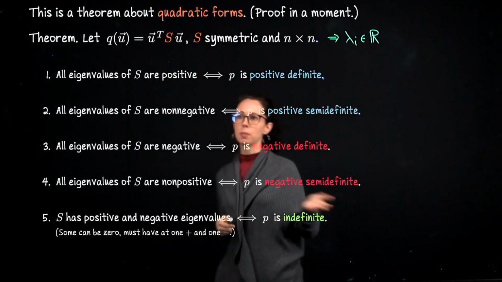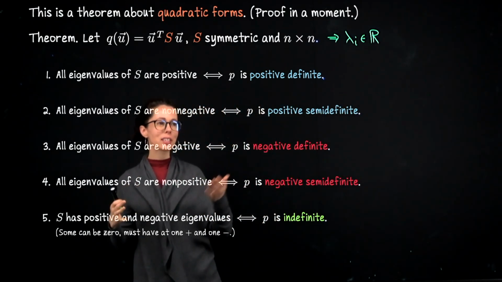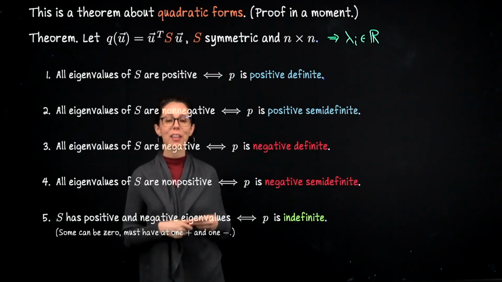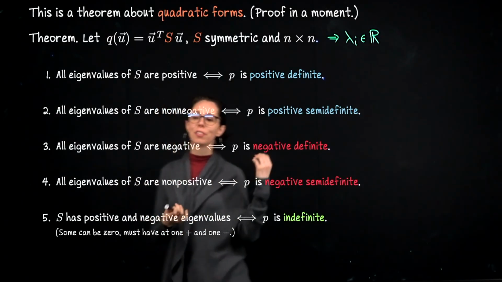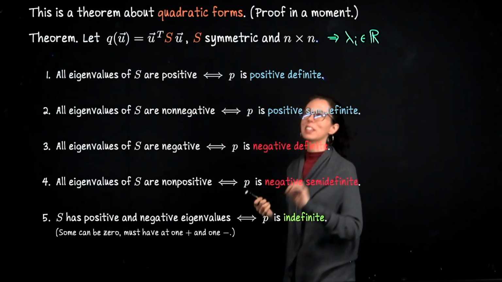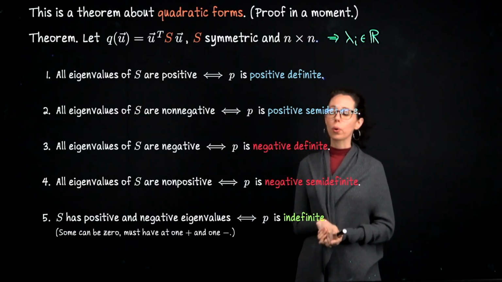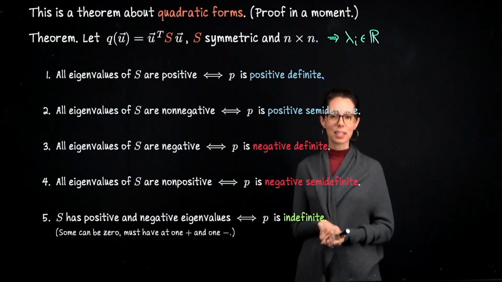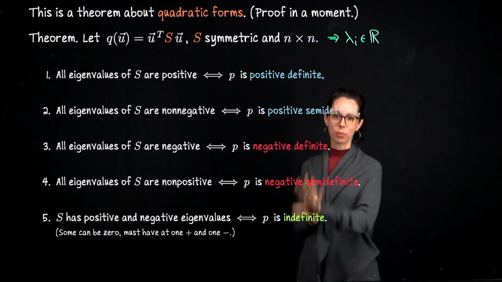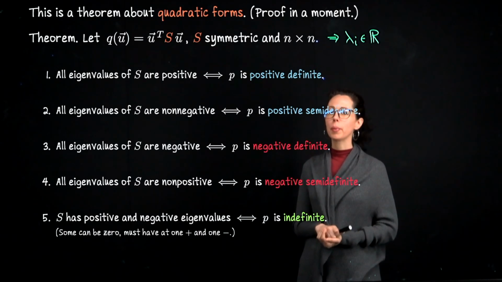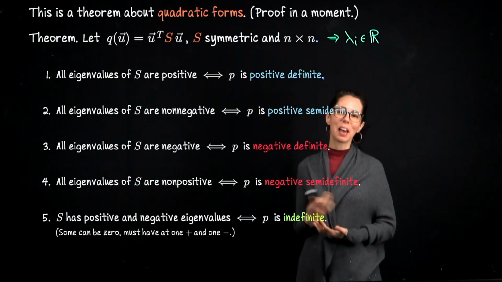Okay, and then the theorem is basically that if all the eigenvalues are positive, it's positive definite. If they're non-negative, then it's positive semi-definite. If they're negative, it's negative definite. Non-positive is negative semi-definite. And if you have a mixture of eigenvalues, the corresponding quadratic form is indefinite. I will step aside so that you can read through these, and then we will come back in just a moment and I will do a little proof of this statement because I think it's kind of a nice proof.